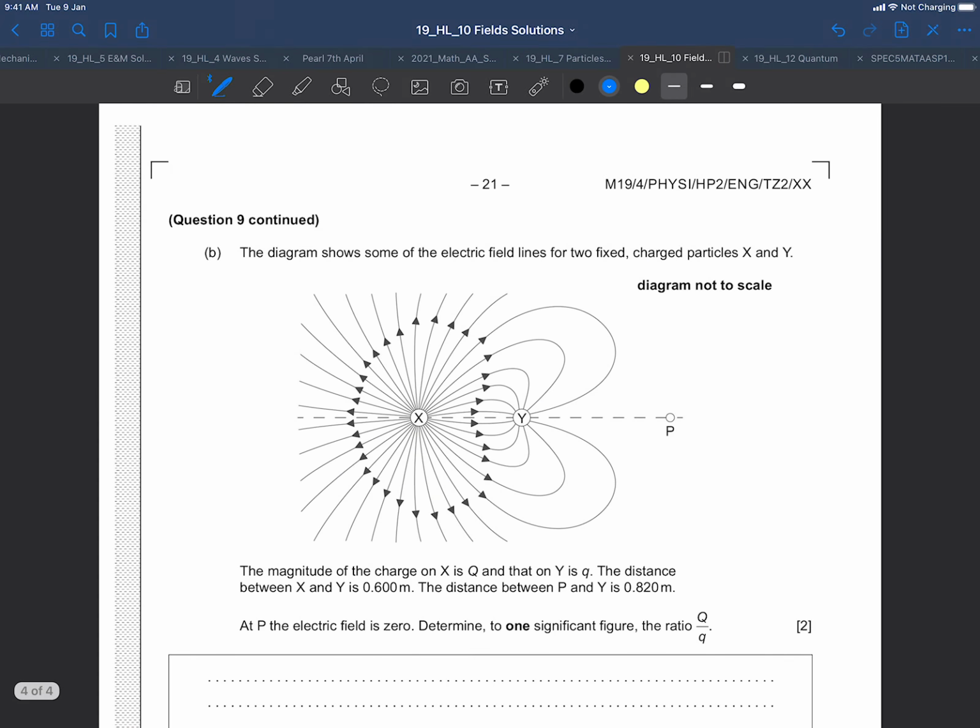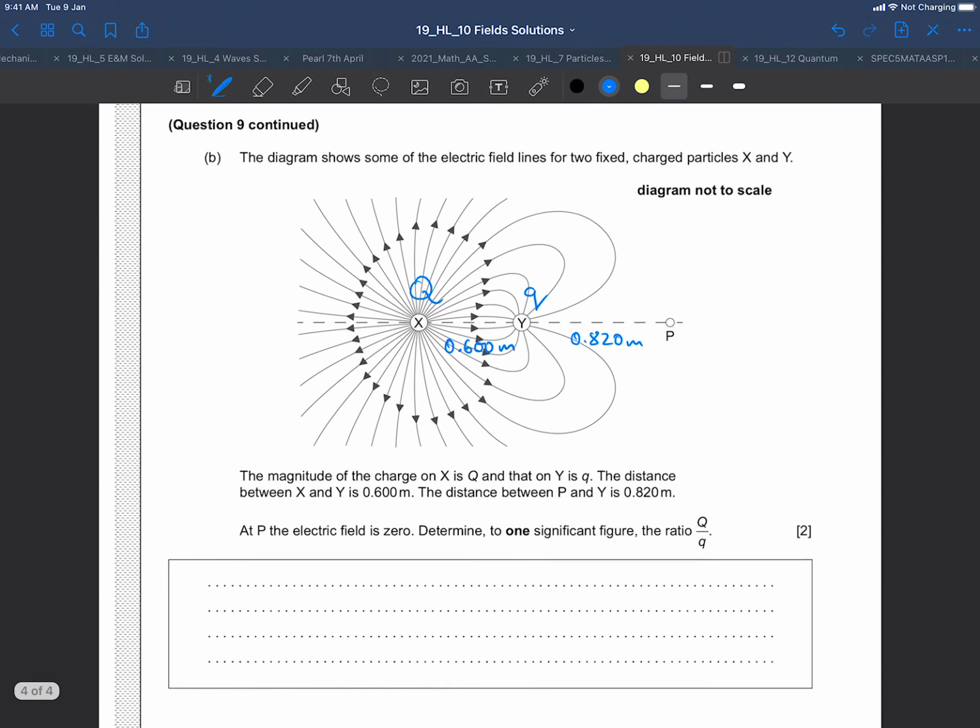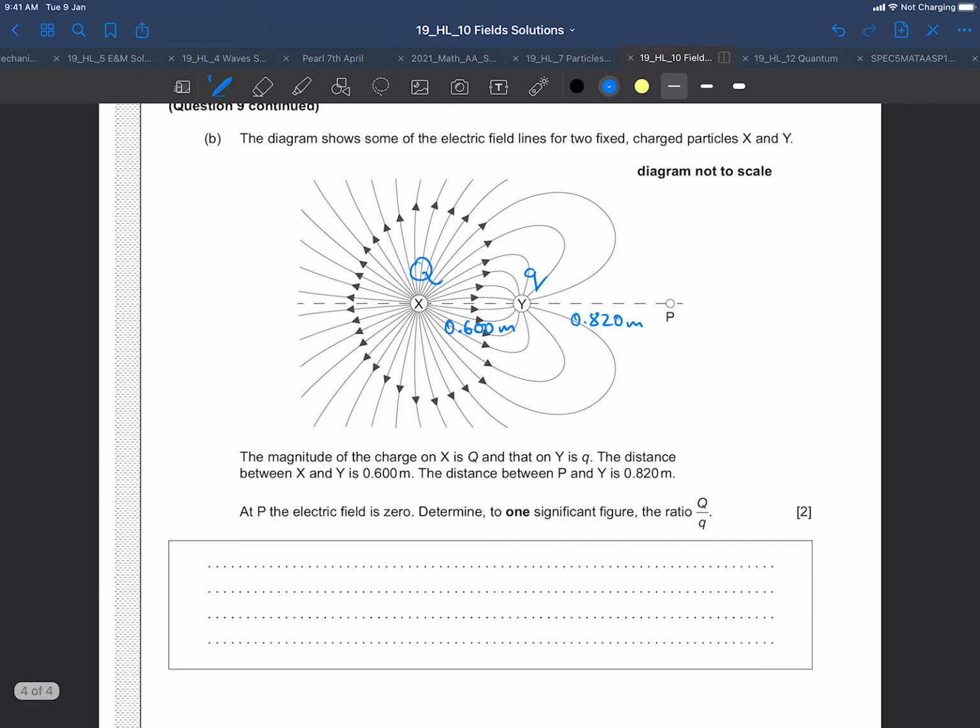Okay. And then the next one is on electric fields. So we have two fixed charged particles, and we have an amount of charge q on x and little q on y. Distance between x and y is 0.6 meters. Distance between p and y, 0.820 meters. At p, the electric field is 0. So, okay, again, the two electric field strength vectors must balance out. They cancel out, right? Equal and in opposite directions. So the magnitudes of the electric field strengths at that point have to be equal.